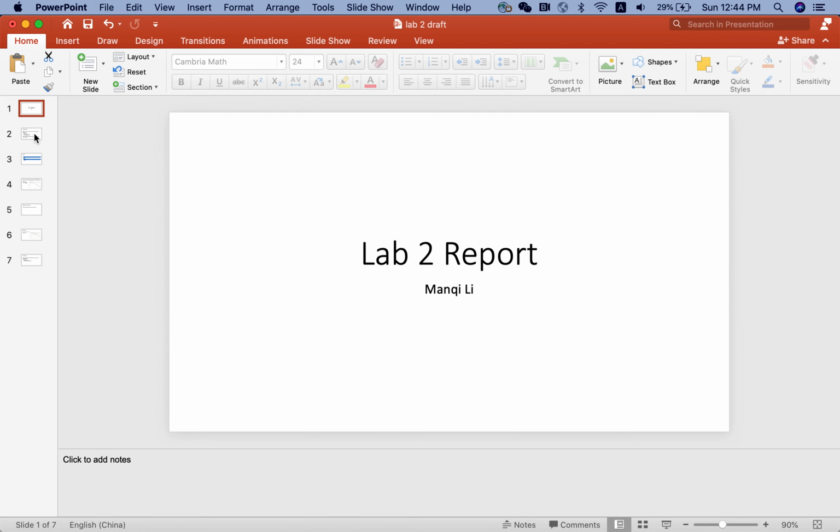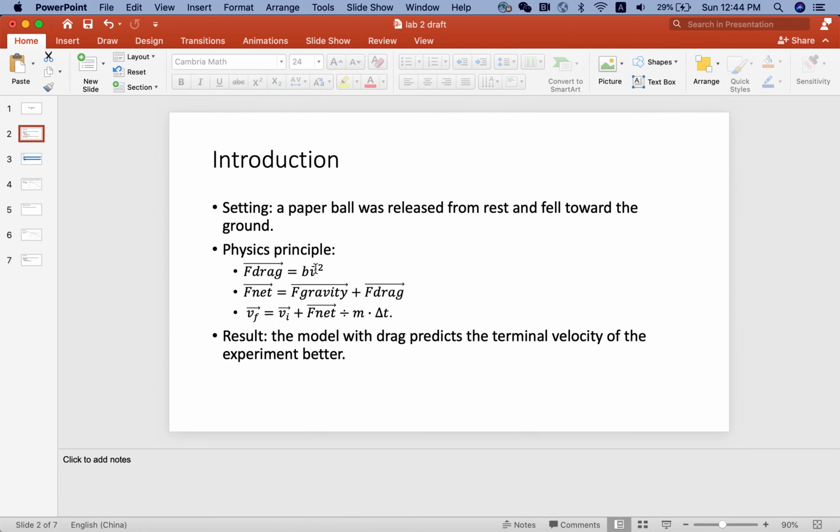Lab report. Here's the introduction. I used a scratch paper to make a paper ball, and the paper ball was released from rest and fell toward the ground. There are three physics principles.